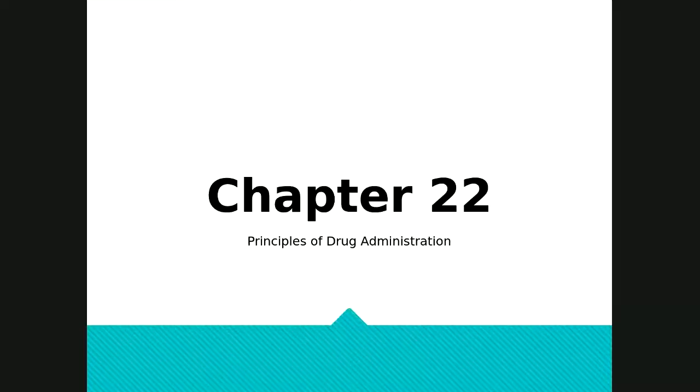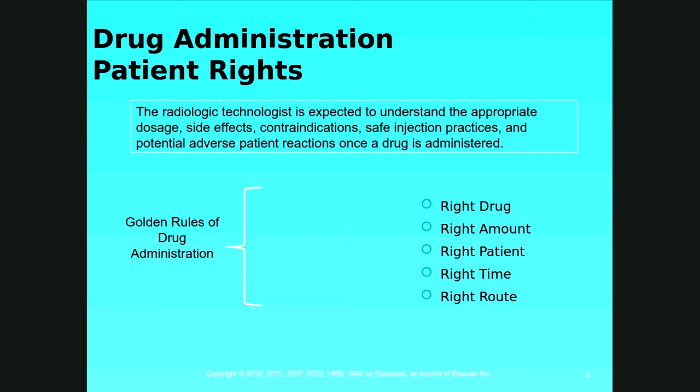This is chapter 22, Principles of Drug Administration, which starts on page 266 of your patient care book. When they start off talking about this chapter, they talk about the 5 rights. When we're preparing to administer drugs, as a tech, you always have to follow the 5 golden rules of drug administration, and they're commonly called the 5 rights of drug administration.